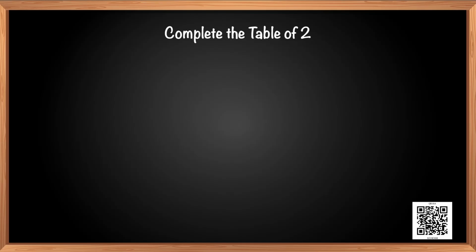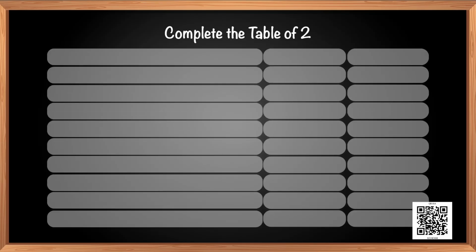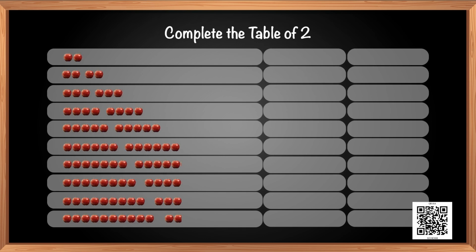So as I said, we'll do something interesting. That is, we all have come across the tables of these numbers. Let us complete the table of 2 to understand it in a better manner. So can you see apples on your screen? Yes, in the first one you can see two separate apples. Therefore, we say two ones are two. Or we can write it as 2 multiplied by 1 is equal to 2.